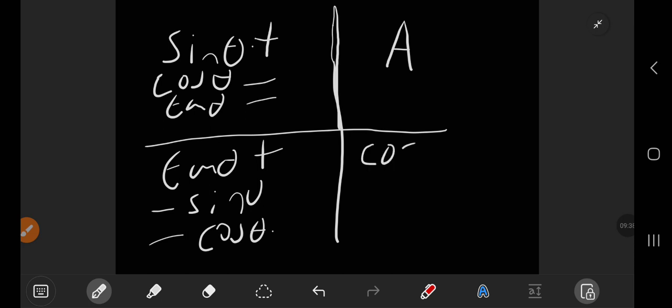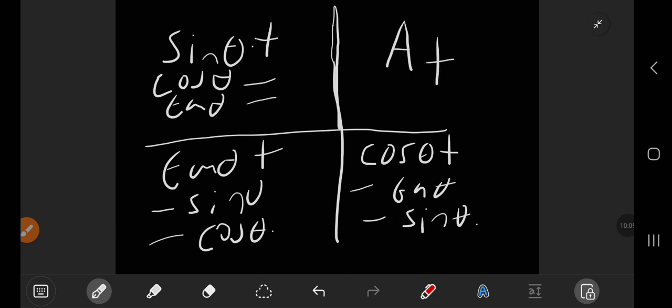But we know that cos theta here is actually positive, and all the rest of the trig ratios are negative. So negative tan theta would be here, negative sine theta would also be right there. So now we know that we're dealing with a positive trig ratio, a single trig ratio. So we know that cos is positive in the first quadrant and also in the fourth quadrant.